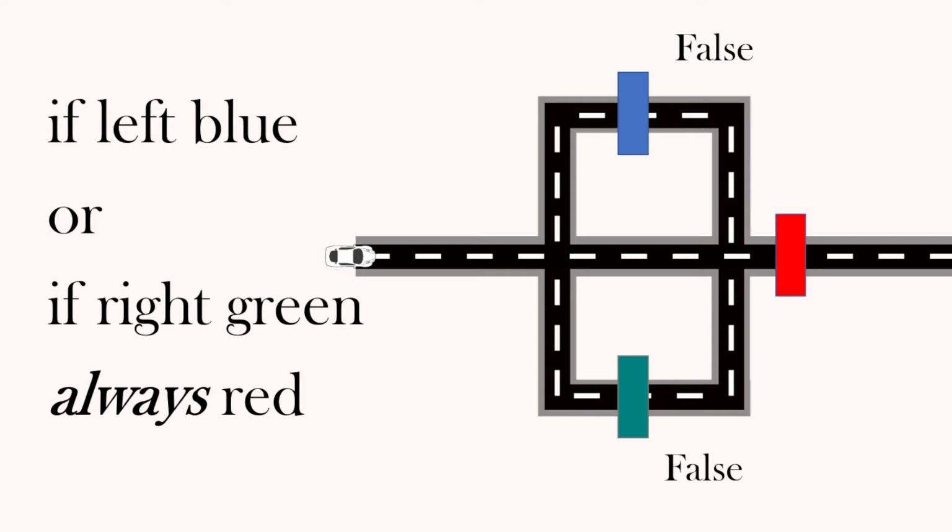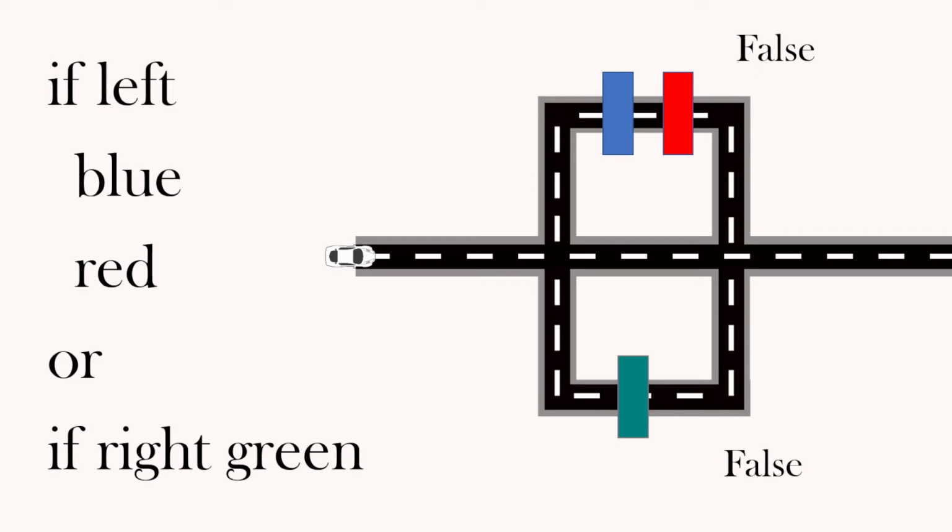Here we've got if left blue or right green, always red. Similar to the first example, but now the always red is after the other choice between the left and right, blue and green. So again, always red.